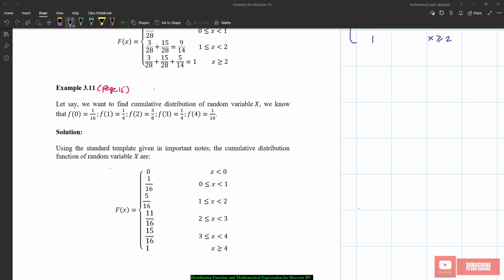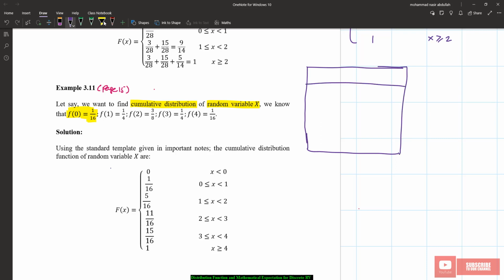So now let's look at example number 3.11. In example 3.11, we want to find the cumulative distribution of a random variable x. We know that the probability distribution for x equal to 0 is 1 over 16, and so on. They are giving you the probability distribution function. So the best way is to construct a frequency table so you can understand the flow.